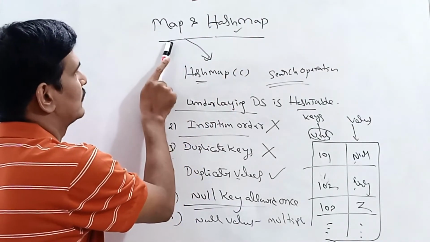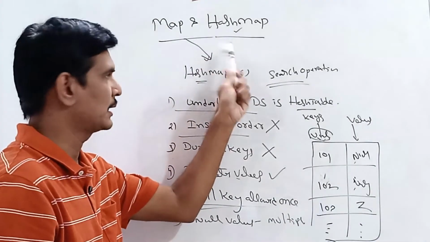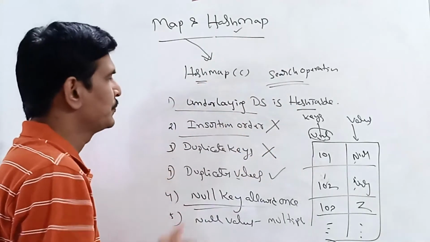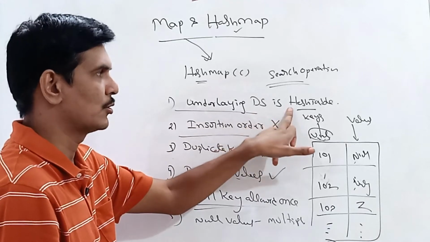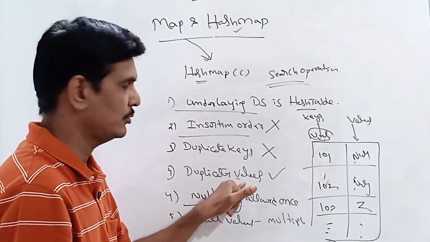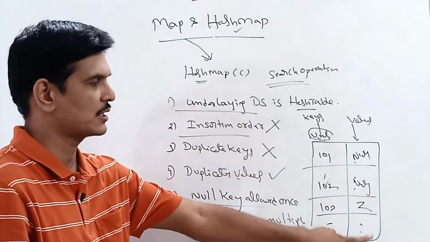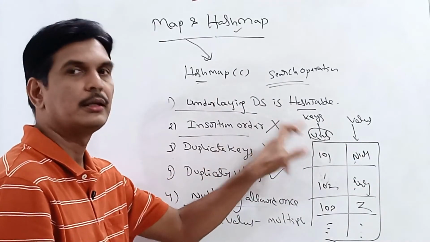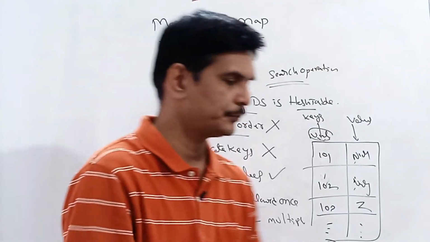Whatever methods are available in the Map interface, the same methods are implemented in the HashMap class. The underlying data structure of HashMap is hash table, and insertion order is not preserved because internally it follows the hash table concept. Duplicate keys are not allowed, duplicate values are allowed, and the null key is allowed only once, while null values can be multiple. We can store multiple null values, but only one null key. These are the important points to remember.